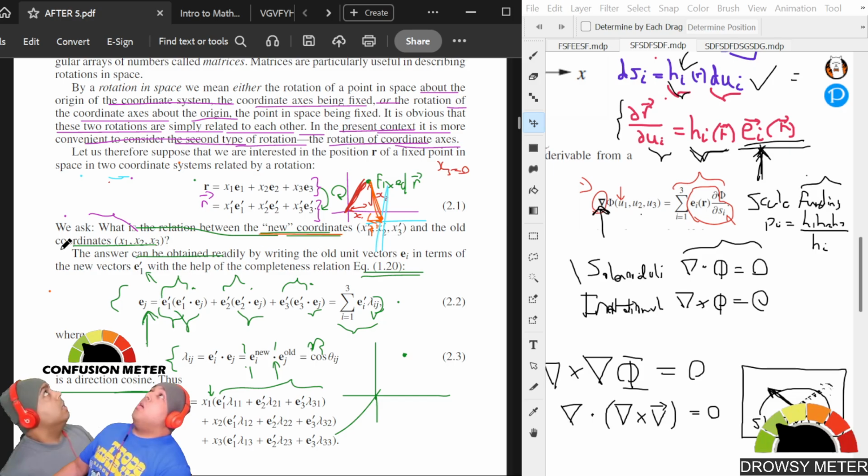Between the new coordinates and the old coordinates. The new coordinates have the prime on it. So these are the new guys, right? This is the old guy. The old guy equal the new guy projected on the old guy, multiplied by the vector.